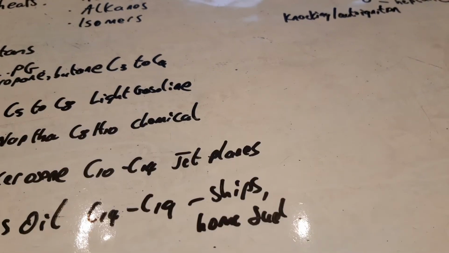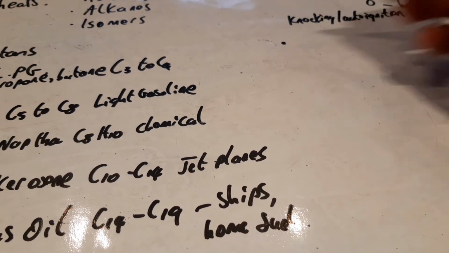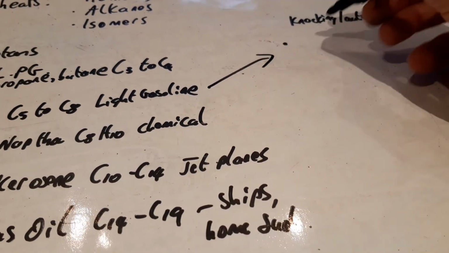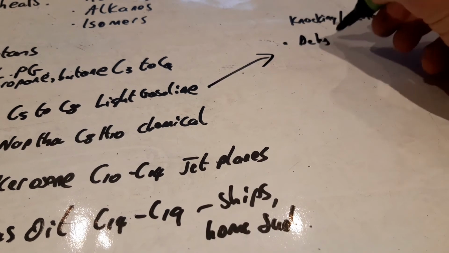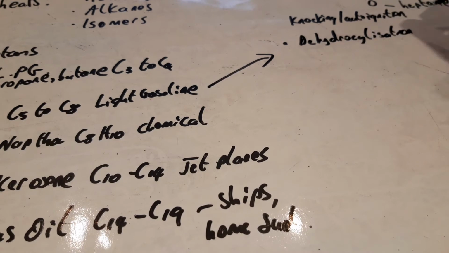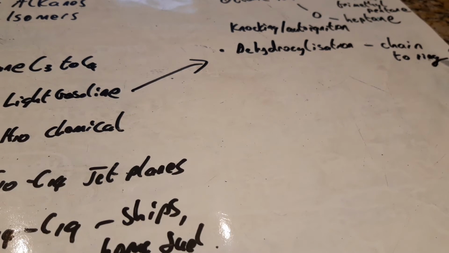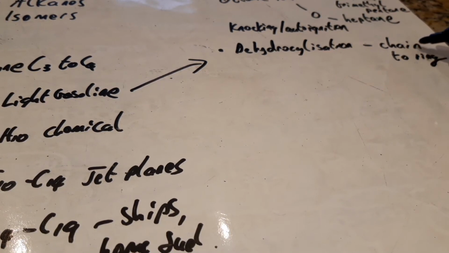And we can. There are 3 processes that we can use to do that, and again, you need to be familiar with these. So these 3 processes are dehydrocyclization, which is a bit of a mouthful. But really what that means is we're turning a chain into a ring. And it turns out that rings burn a lot better than long chains. So if you can convert a chain into a ring, you can make that fuel burn a lot better. And you do that very simply by heating it over a catalyst.